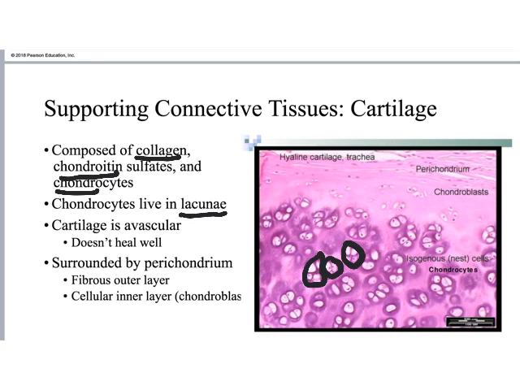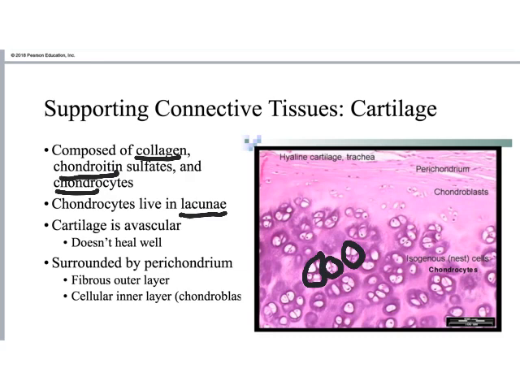It does not heal well, because in order to heal, you have to bring cells that can produce healing. You have to bring blood cells, for example, white blood cells that can help with healing. And without a blood supply, you really don't get healing of cartilage. So those are very difficult parts of the body to heal if they get injured.